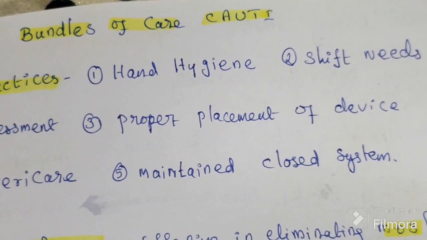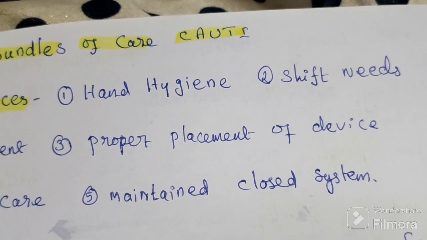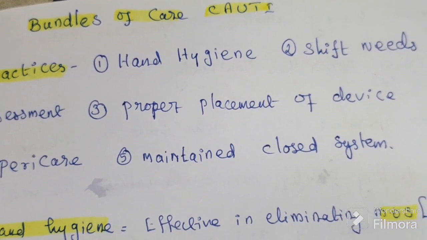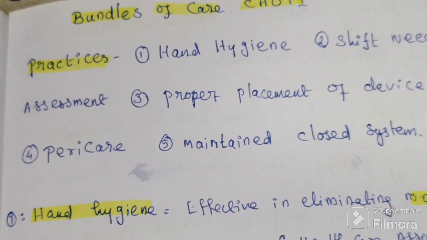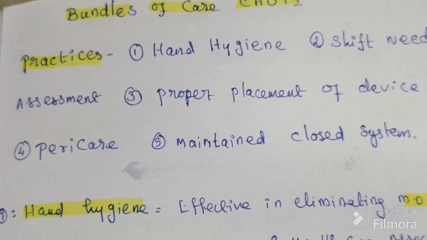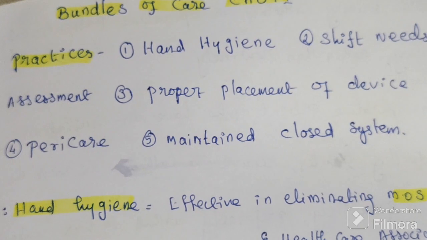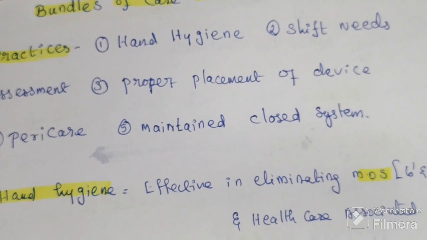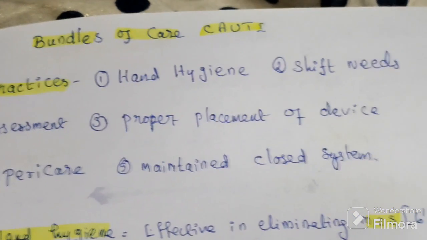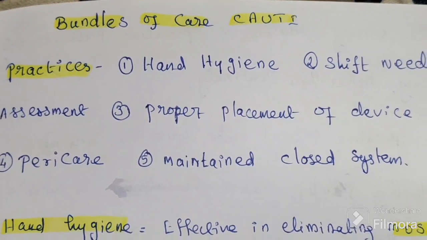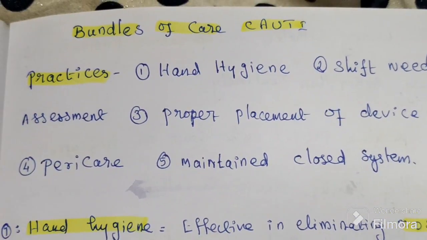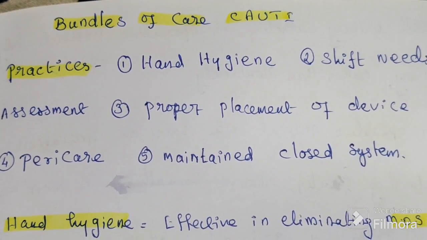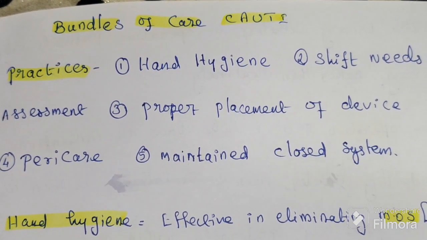What else? Hand hygiene, followed by shift needs assessment. Next, we need to ensure proper placement of the device, after which we need to take into consideration that pericare needs to be ensured, and lastly, maintained closed system. So what are the practices we need? Hand hygiene, shift needs assessment, proper placement of device, pericare, and maintained closed system. Now we discuss one by one in detail.